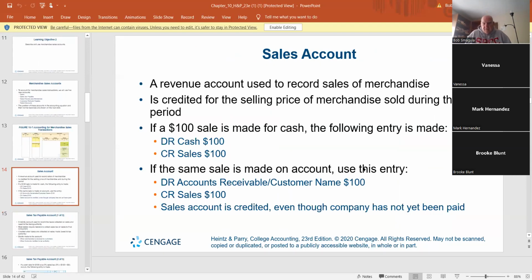Sales account, it's a revenue account. As we know, it's a credit balance. If a $100 sale is made for cash, we debit cash and credit sales, or we debit accounts receivable if it's on account. The sales account is credited even though we haven't been paid yet, right? The cash movement is independent of when we might record the income. So that's pretty much what we learned in chapter 3. We're going to debit cash, credit sales.